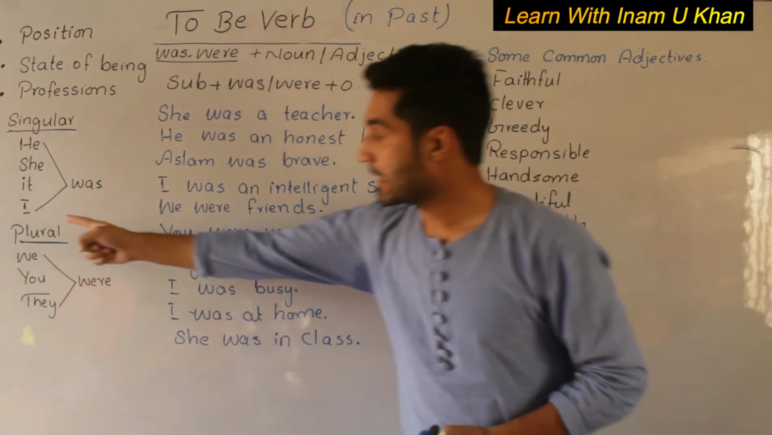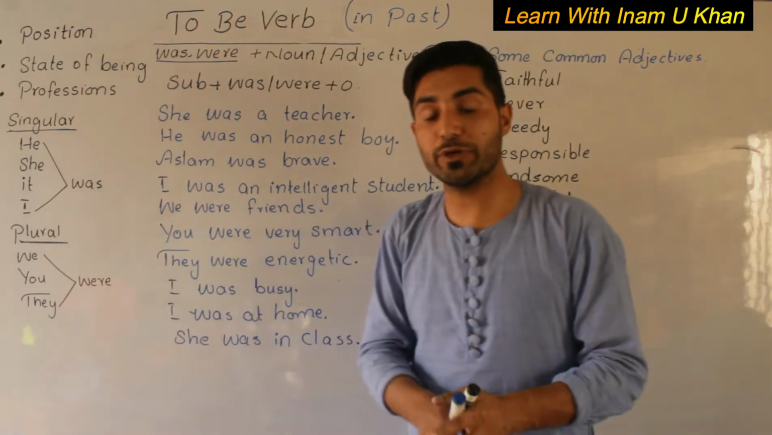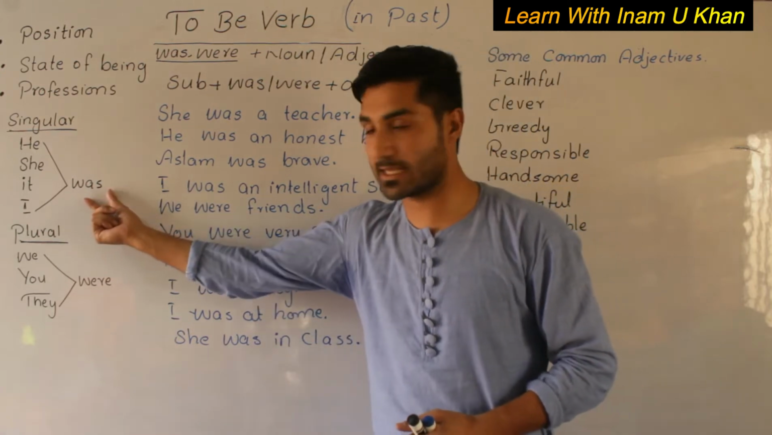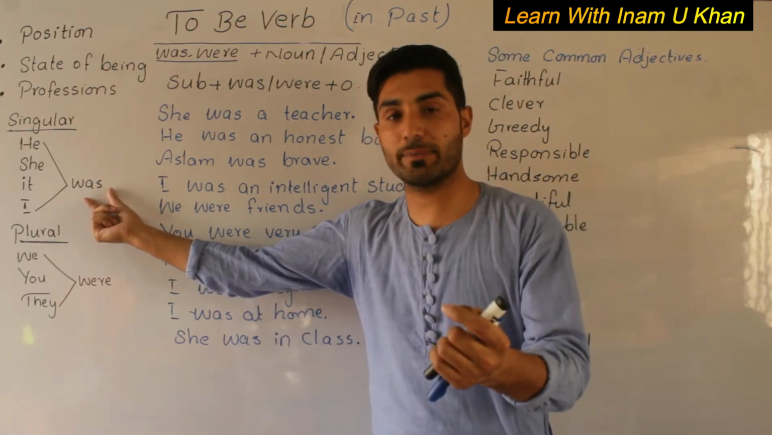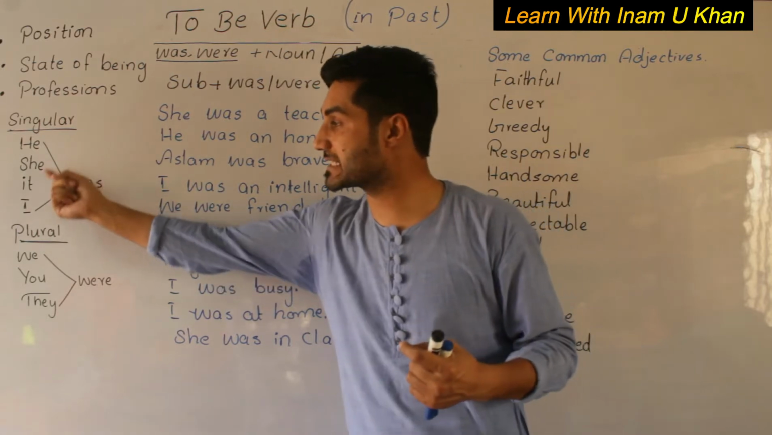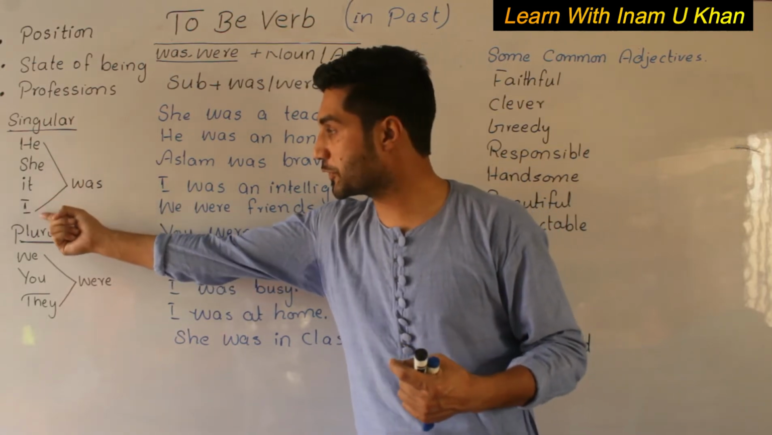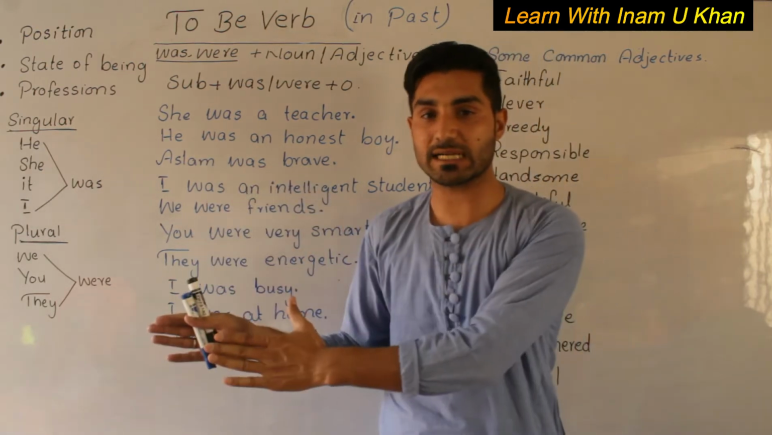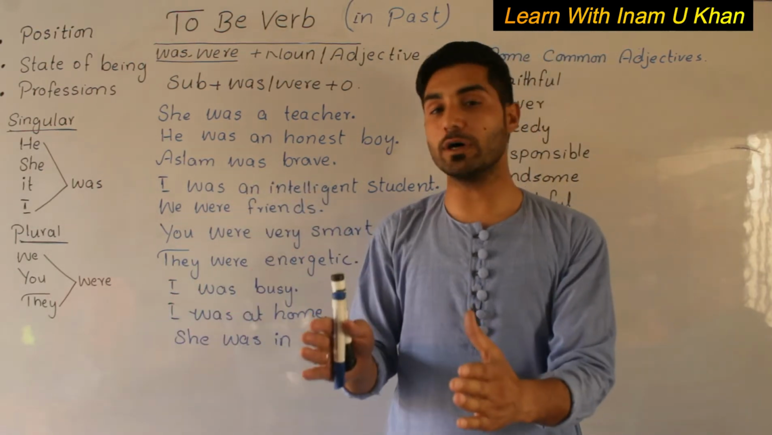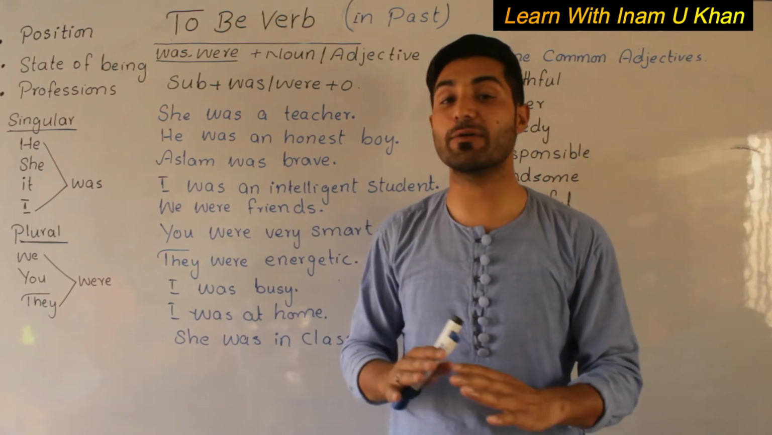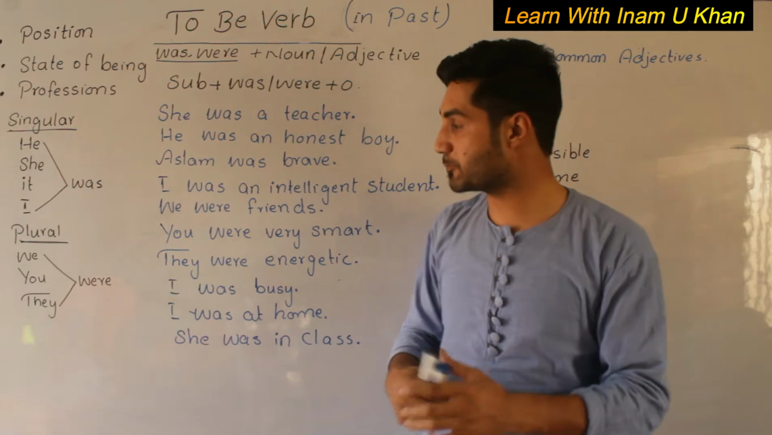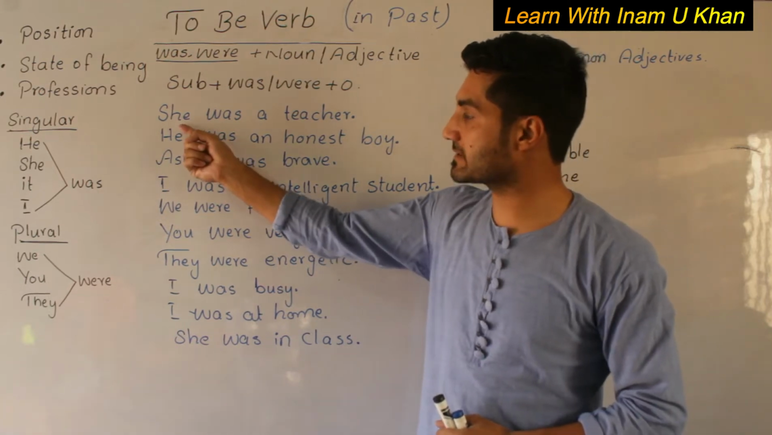Remember that with I, which we use with am in present, we have to use the singular verb in past, as we use with other singulars. So if I talk about myself in past, I would say I was a teacher. I will not say were with I. I was a teacher. So note this point. Okay, now see some examples here.